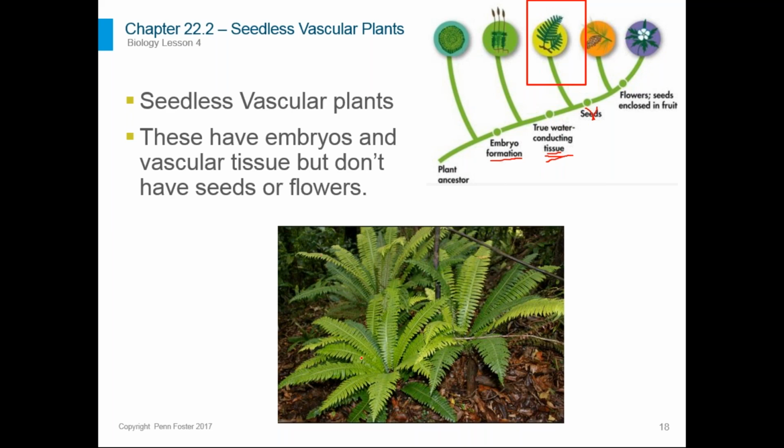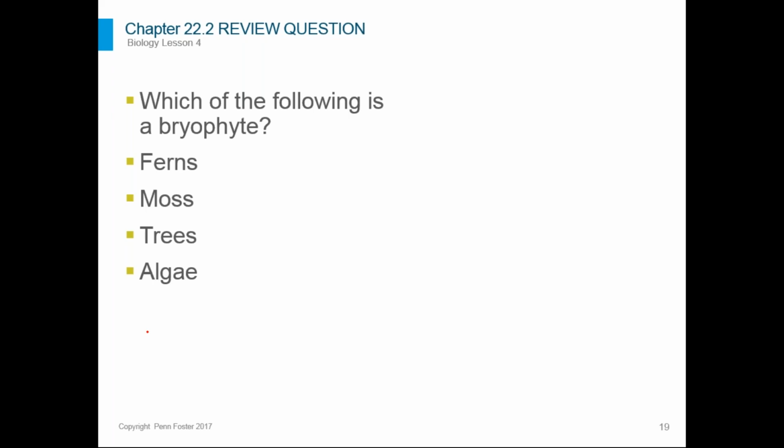So a very common example of that would be ferns. Ferns are seedless vascular plants. They have embryos and they have vascular tissue, but they don't have seeds and flowers. Okay, and that's actually it for section 22.2.